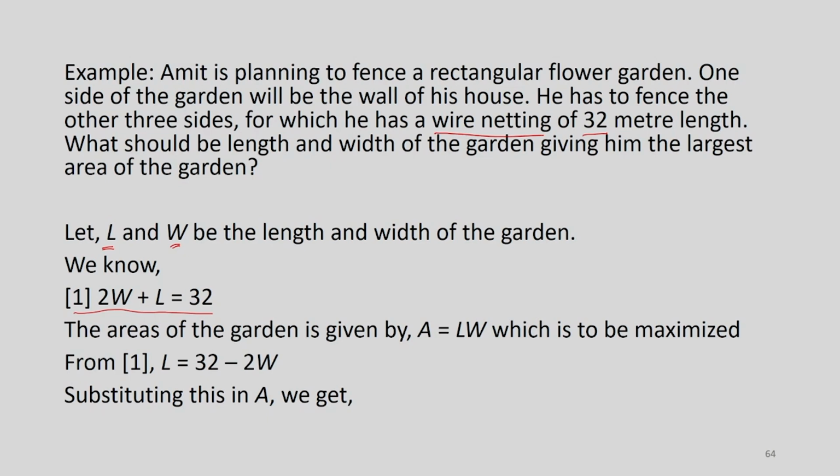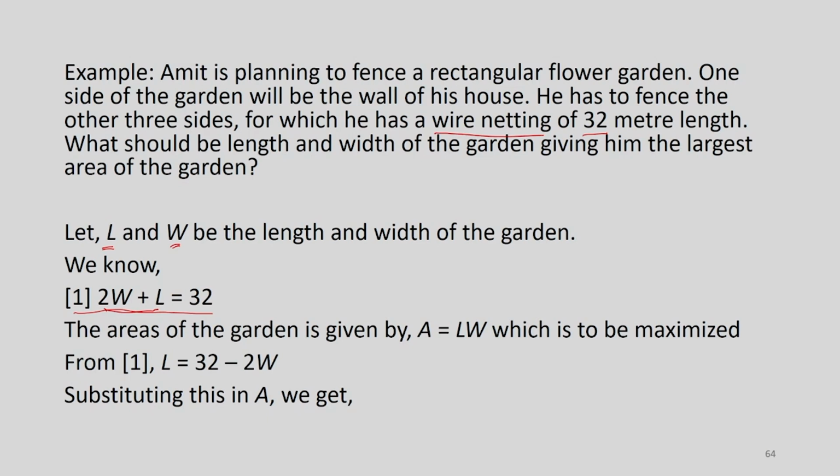Now at this point one might ask why he is choosing to use the wall of his house to cover the length rather than the width, right? When you write this, you are assuming that one L is being taken care of by the wall of the house. We are not writing W plus 2L is equal to 32. We are writing 2W plus L is equal to 32.